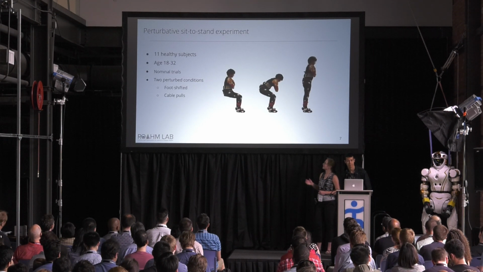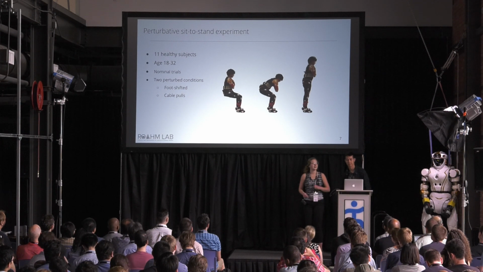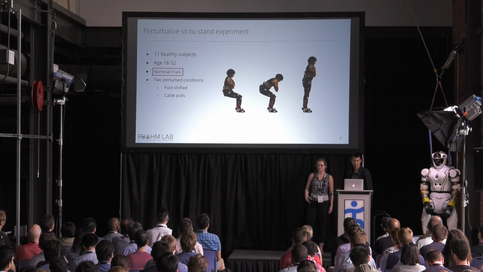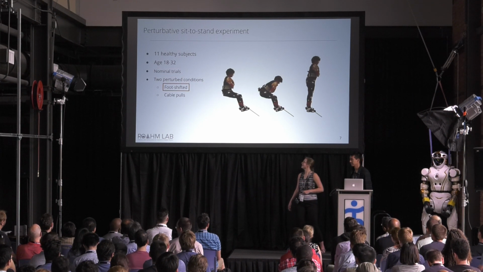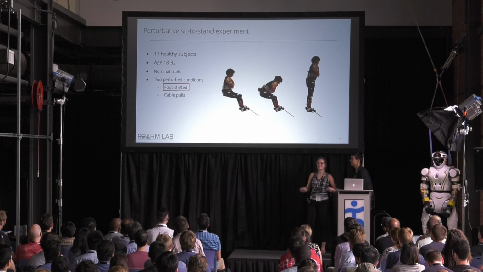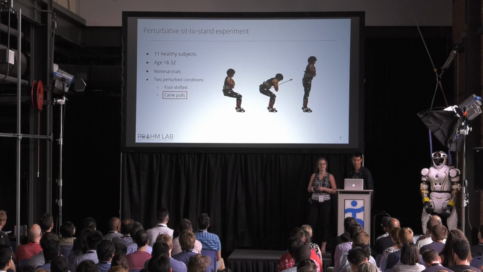Our sit-to-stand experiment involved 11 healthy subjects, age 18 to 32. First, subjects performed 5 nominal trials from a comfortable foot position using their natural strategy. Next, they shifted their feet forwards and then backwards in 2-inch increments. And the third type of trial introduced pulls from a motor-driven cable, both forwards and backwards, and limited to the sagittal plane.